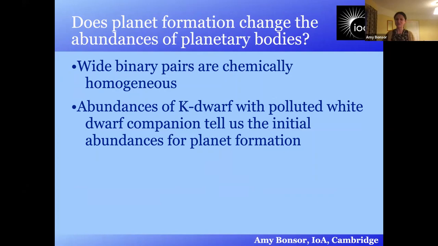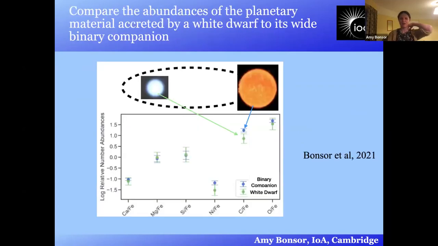So what we're going to do here is take planetary white dwarfs with K-dwarf companions, and look at the abundances of those K-dwarf companions and use those to tell us what the initial conditions were for planet formation. We can then look at the material accreted by that white dwarf and say, hey, how did it change? How did planet formation change this process? We're just right at the start of this project, but I'm really, really excited by it because I think it has so much power to tell us so much about the details of what's going on in terms of planet formation.